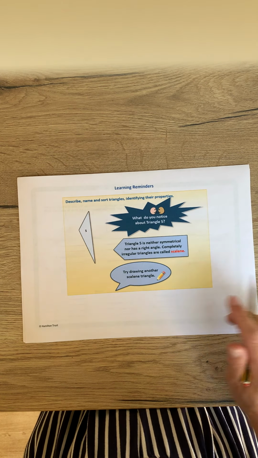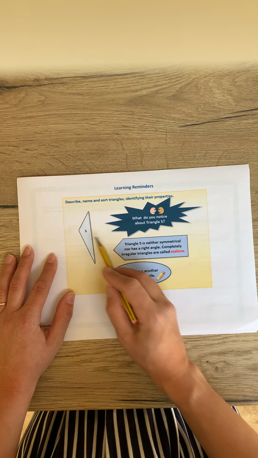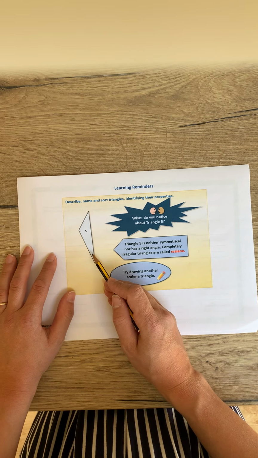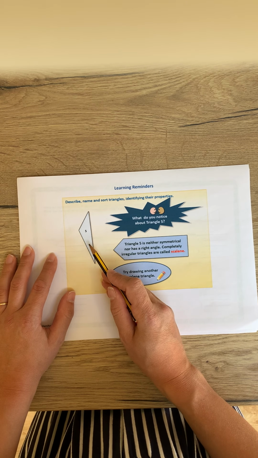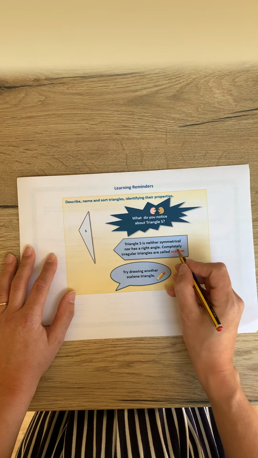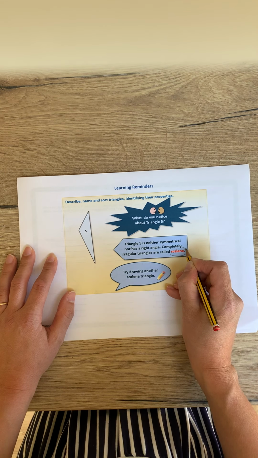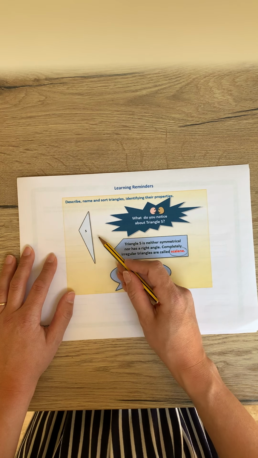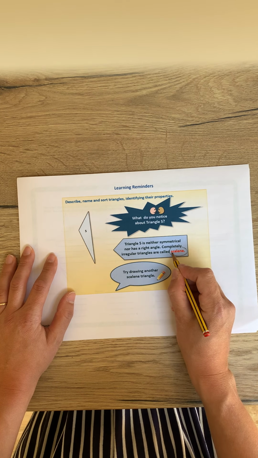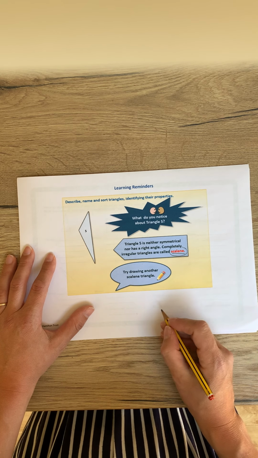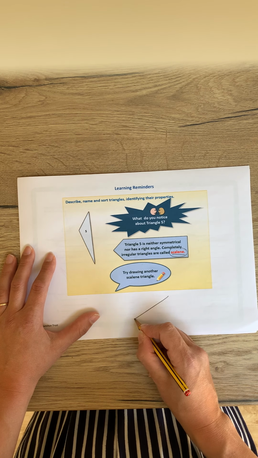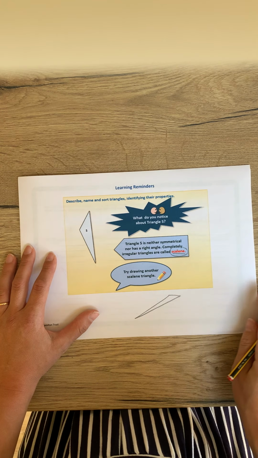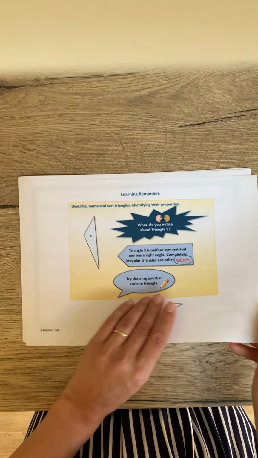Okay, and finally, triangle number 5. Now, it doesn't have any lines of symmetry. It doesn't have a right angle, and it doesn't have any sides that are of the same length, which means it is a scalene triangle. So any triangles that have sides of different lengths, different angles, no lines of symmetry mean that they are a scalene triangle. So try drawing another scalene triangle. 1, 2, 3. That would be a scalene triangle. See if you can have a go at drawing a scalene triangle.